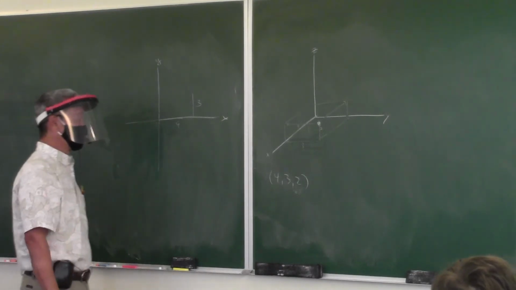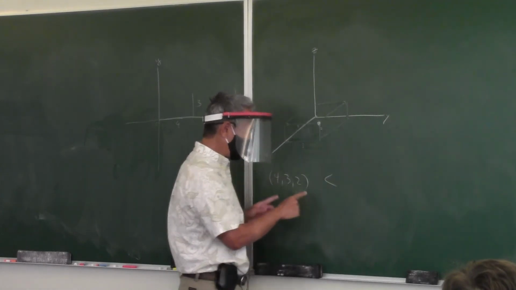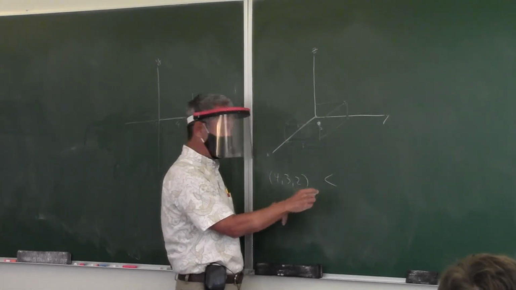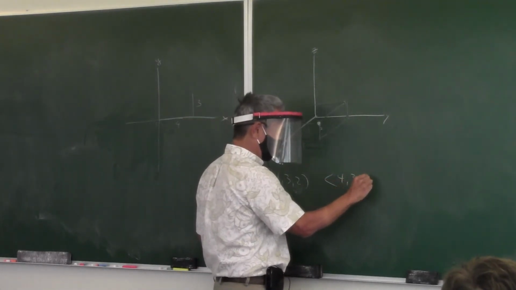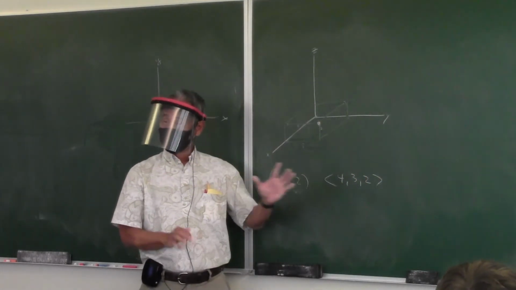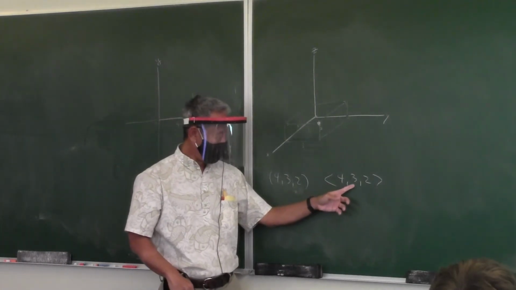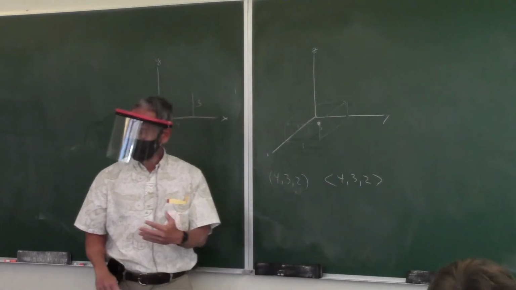Oh, so wait a minute, Mr. Park. So how do you draw the vector? See, that's how you tell the difference between a point and a vector. When you put these things around it, that's not a point anymore. Now it's a vector. So how would you draw a vector that has an x component of 4, a y component of 3, and a z component of 2?